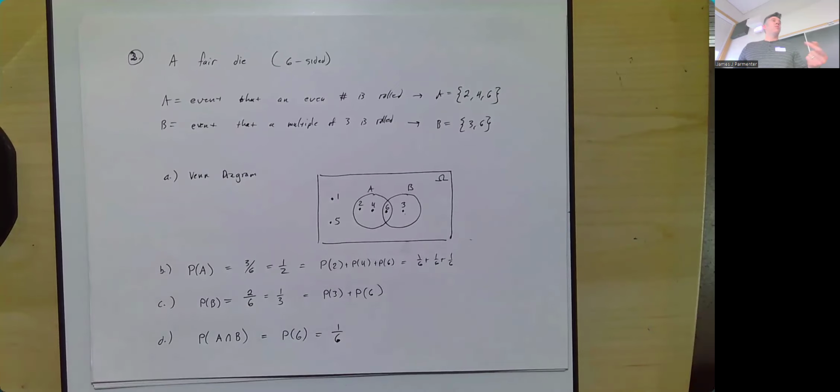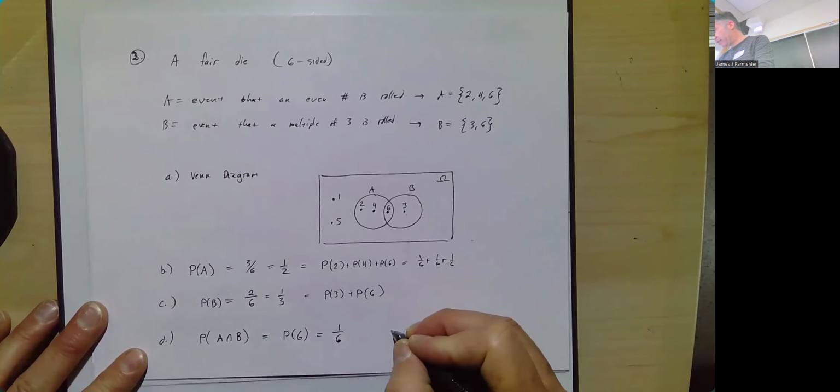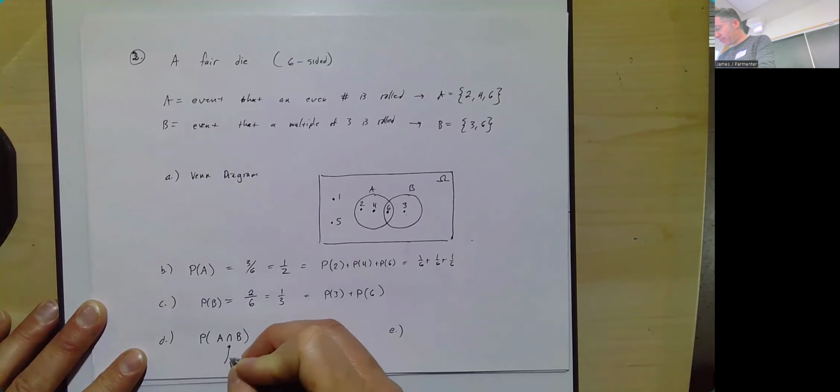People often use the word and. I want A to happen and B to happen. The only way that both A and B can happen in one shot is if I roll a 6. I rolled an even number and I rolled a multiple of 3. Any other outcome is not in the intersection because both events aren't happening there. At least one of them is happening. So A and B. That's an intersection, but I like to say and.